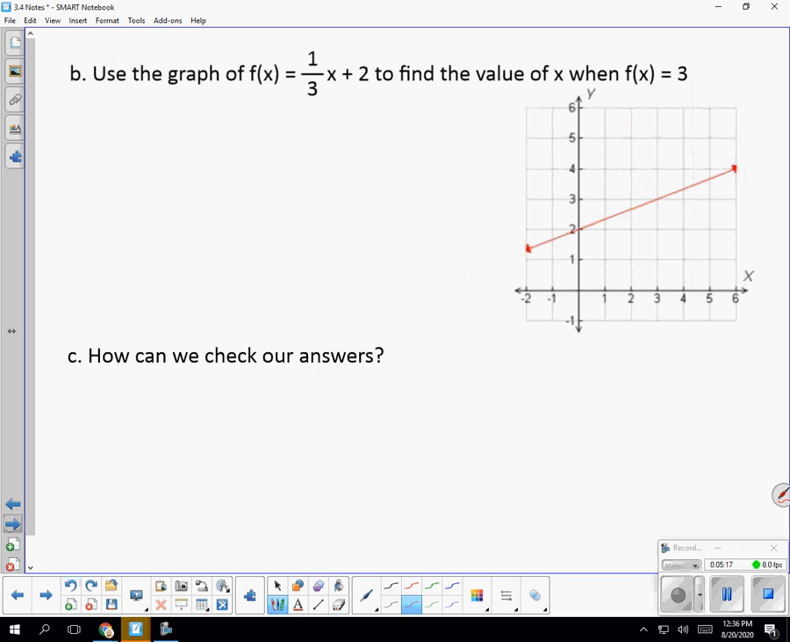Okay, I'm going to use the graph of f of x equals 1/3 x plus 2 to find the value of x when f of x equals 3. All right, so that means, remember, f of x is the same thing as y, and we know that my f of x is equal to 3. So where my y equals 3, we need to find the value of x.